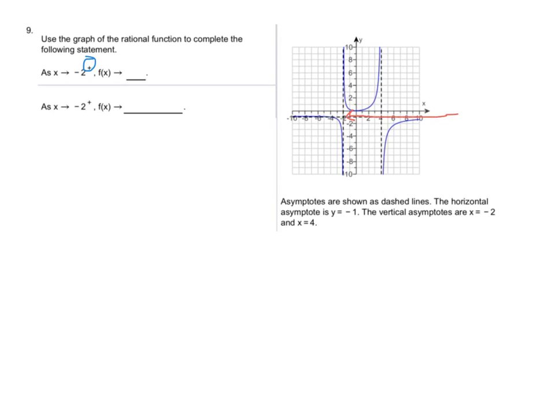So as I get closer and closer to negative 2, where is my graph going? And remember, I'm approaching it from the right. So that means that my y values are up here on this blue line. And my y values keep on going and going to positive infinity. So my answer is as x approaches negative 2 on the right, f of x approaches infinity, or positive infinity.